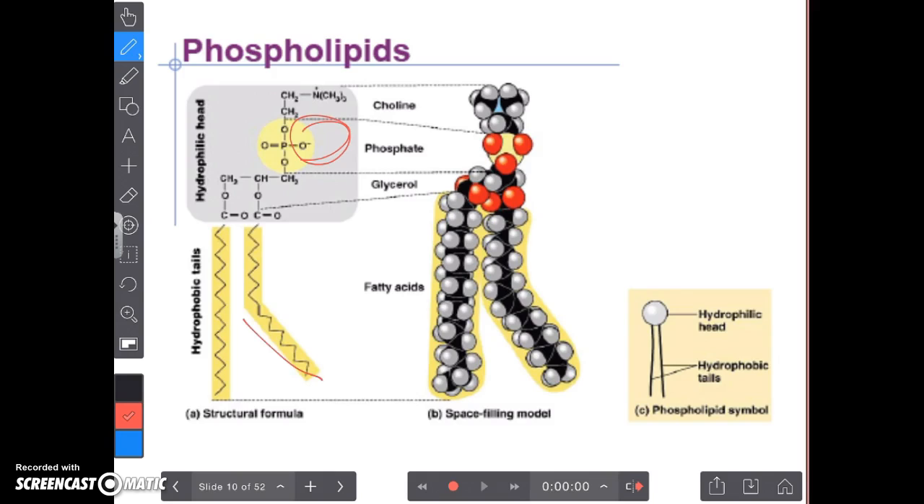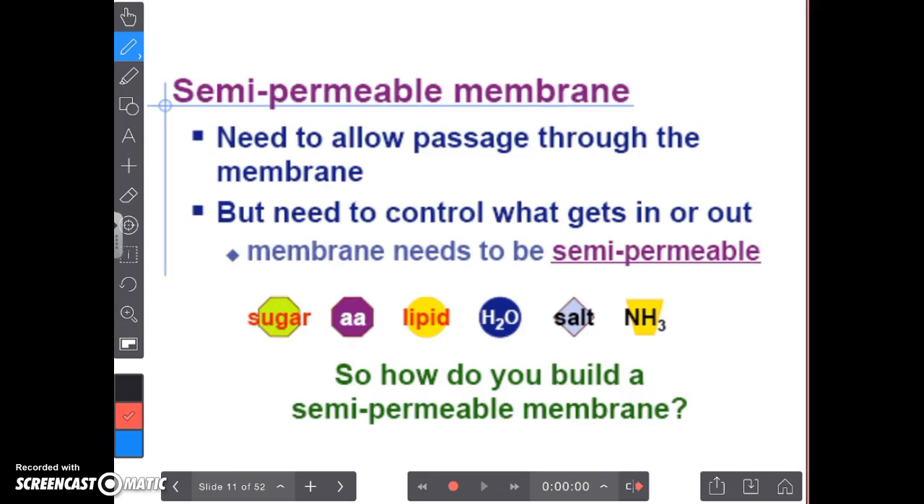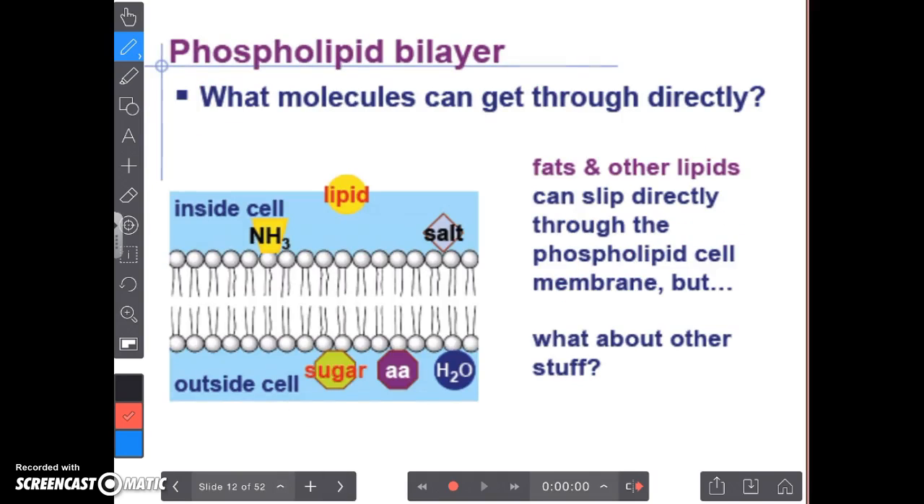Now notice this has a kink in it, so it stays fluid and doesn't stick together because of the double bond. So it would be like an unsaturated fat there, showing on that structure. Semi-permeable membrane means that it needs to control what can go in and what can go out, like sugars, amino acids, lipids, water, salt, ammonia, how permeable it is to moving things through. Things that don't have a charge, that are small, can easily pass through. But a large molecule like sugar is going to need some pores to be able to transport through.